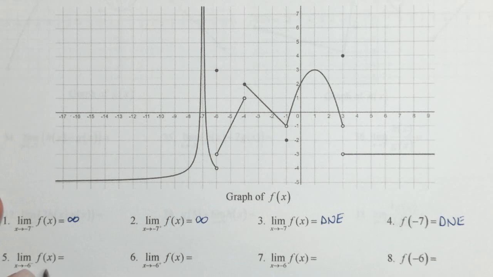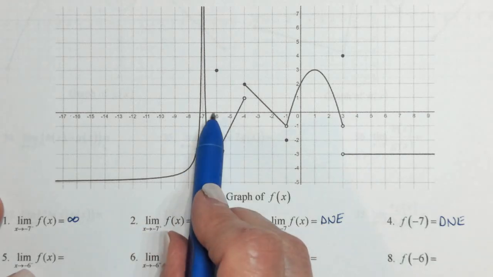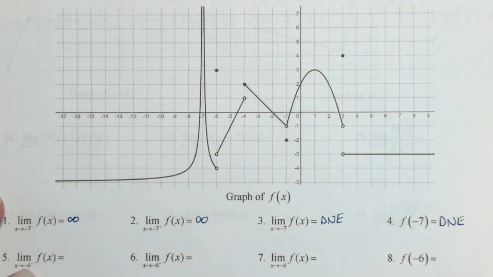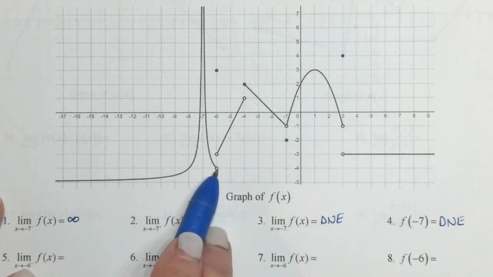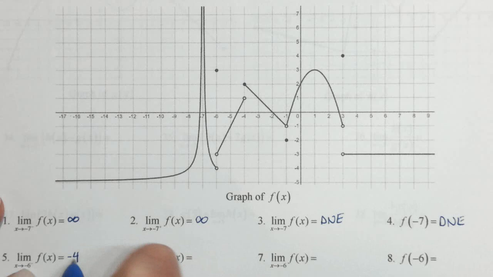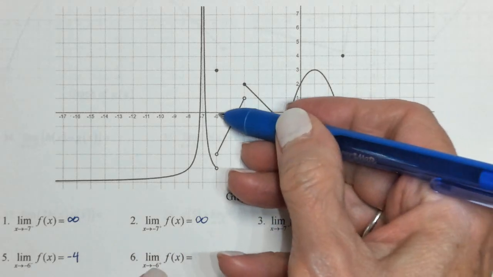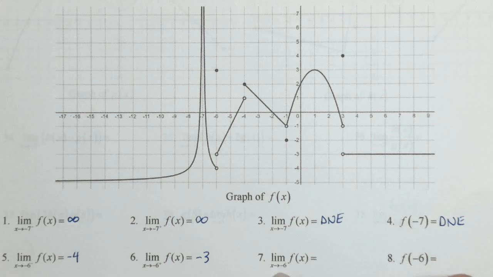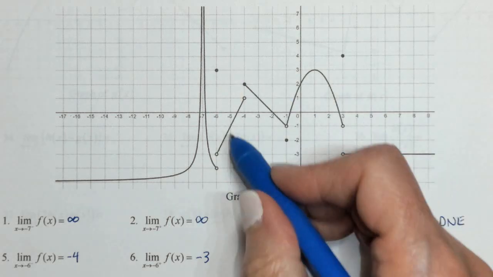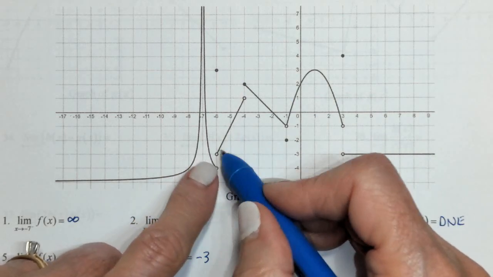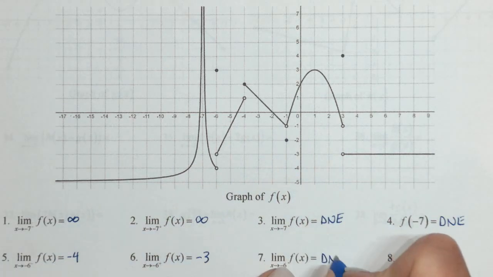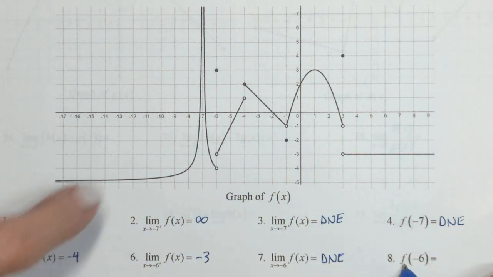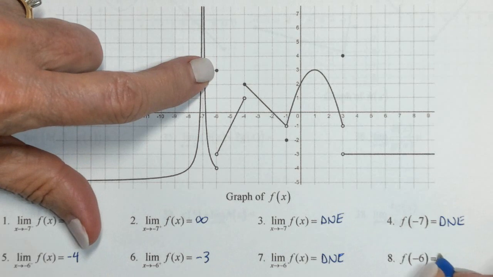X approaches -6 from the left. -6 from the left is going to be a -4. -6 from the right is a -3. -6 overall. The limit from the left is not equal to the limit from the right, so this DNE. And f of -6 is 3.